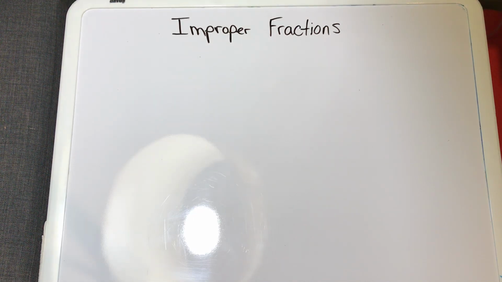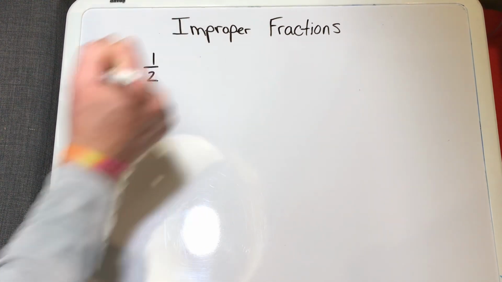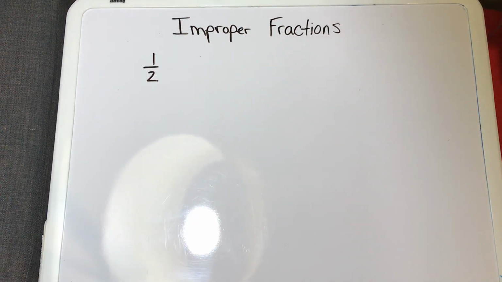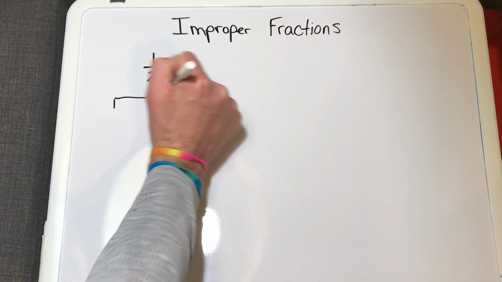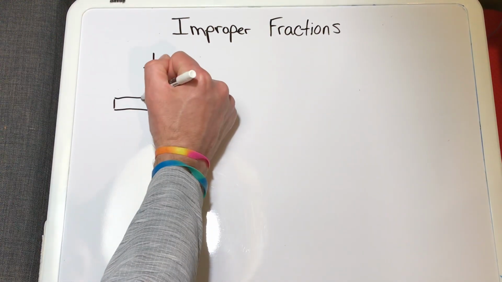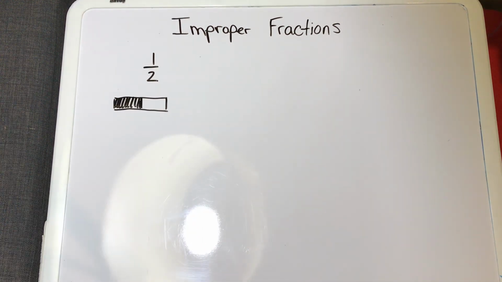Hi guys. In this video I'm going to be looking at improper fractions and specifically how we can compare improper fractions. If we think of a regular fraction or a proper fraction, we can think of something like 1/2. And we know that 1/2 means if you have, let's say, a chocolate bar, then that would be 1/2 of the chocolate bar.